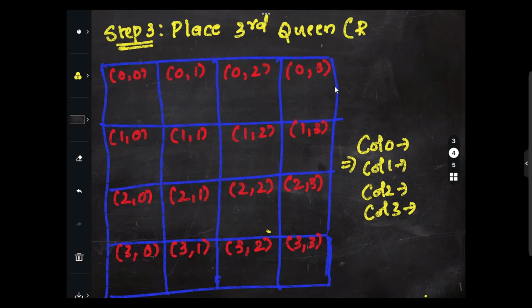Nothing but row 3. So here first we had a queen here. Sorry. We had a queen here, had a queen here. So this one, let me represent with a dot, right? So now we have to place the third queen.